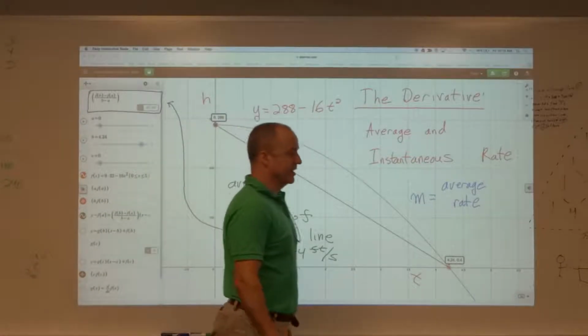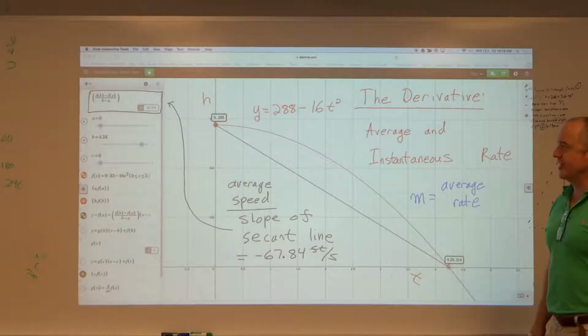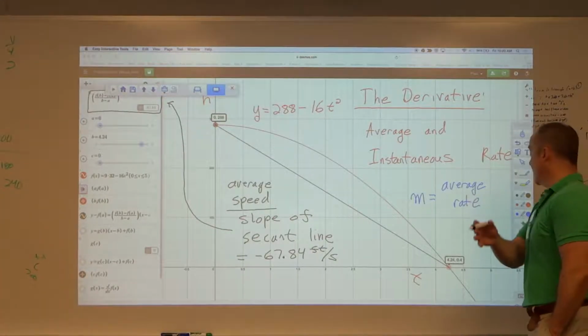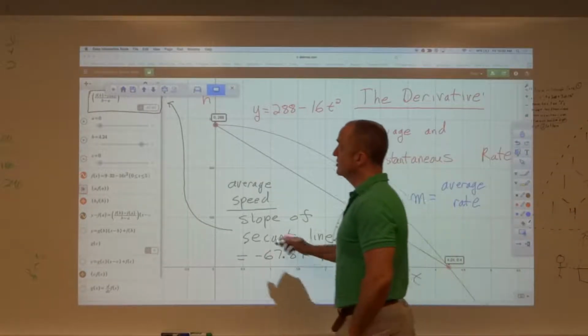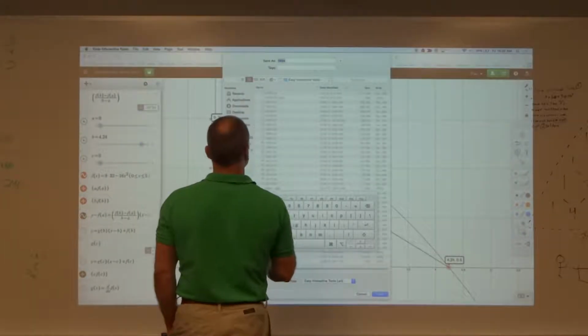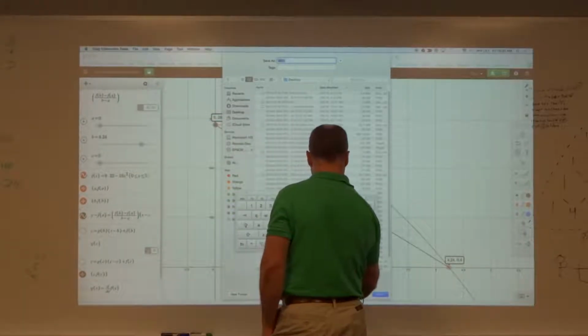One is a point. Average is over the whole thing. Actually, it's over the whole domain that you care about. It's actually not a bad way to put it. And instantaneous is exact at that second, right? Exact at that second. Is it at a second? Is it at a millisecond? Whatever unit you care about.